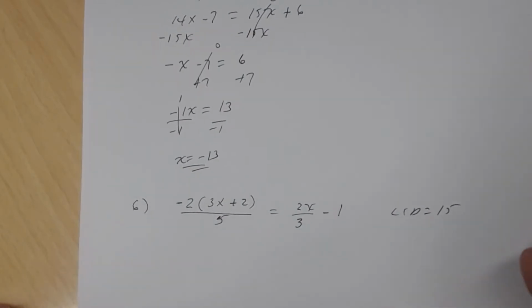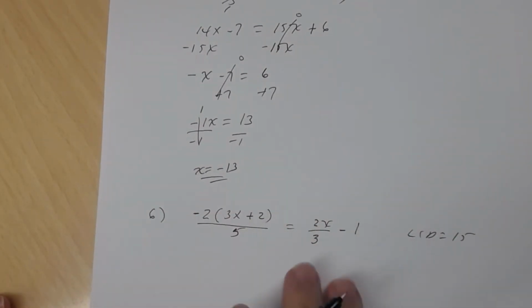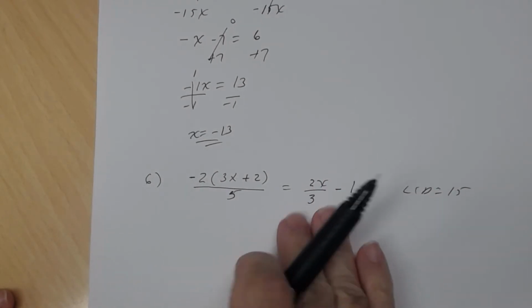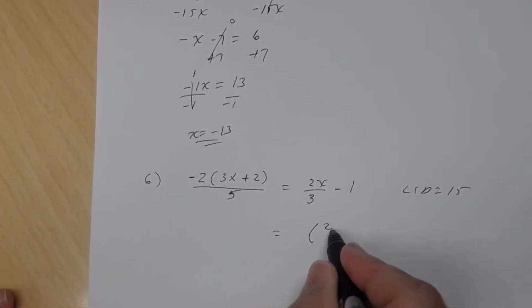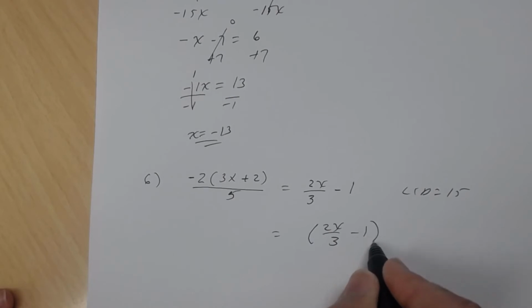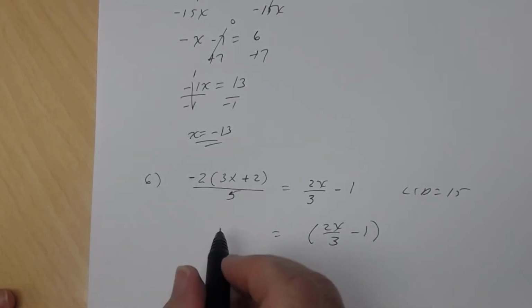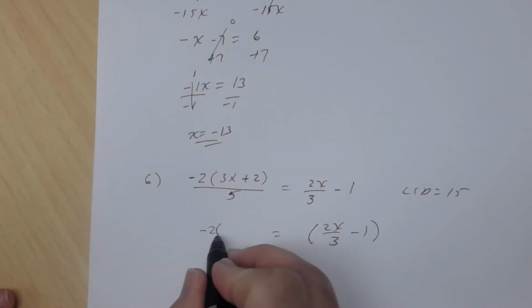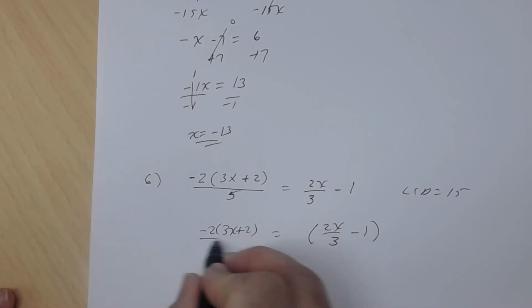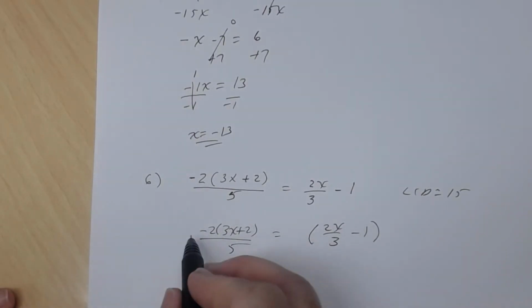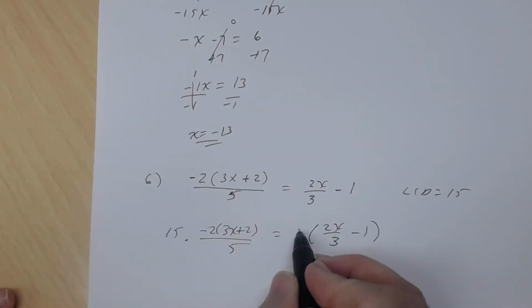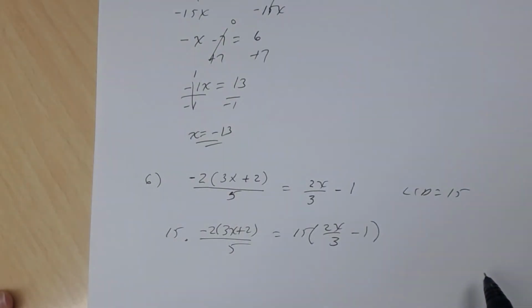Okay, now watch how we can discuss this. I'm going to put this in parentheses: 2x divided by 3 minus 1. And since the left side is just one fraction, leave it alone. I'm going to multiply this side by 15, and I'm going to multiply this side by 15. Remember, clearing the fractions, you multiply both sides by 15.